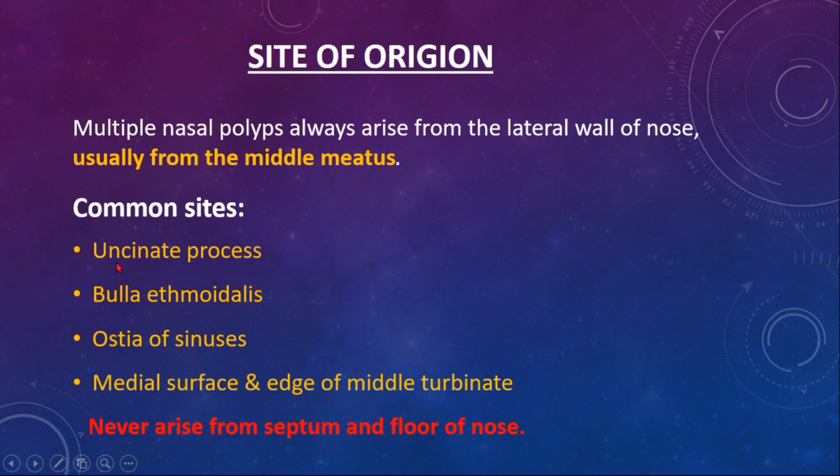So, among these common sites, there are three turbinates present in the nasal cavity: superior, middle and inferior. Polyps mostly arise from the middle turbinate. And ostia of sinuses are the openings of sinuses into the nasal cavity. Bulla ethmoidalis are the large ethmoidal cells, and the uncinate process is the bony projection which overhangs the opening of the maxillary sinus.